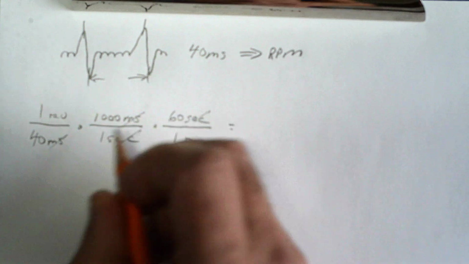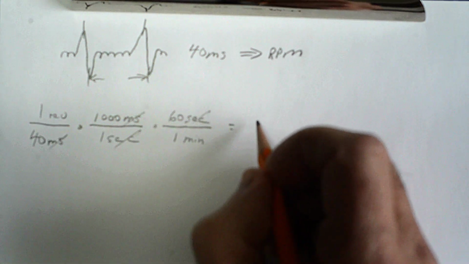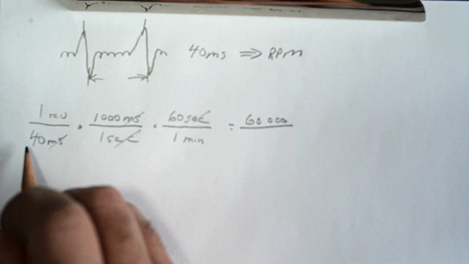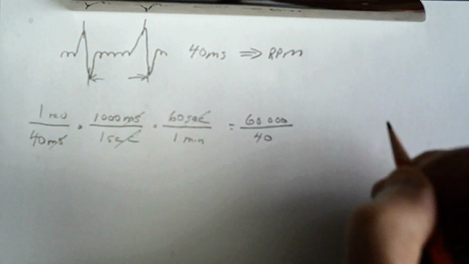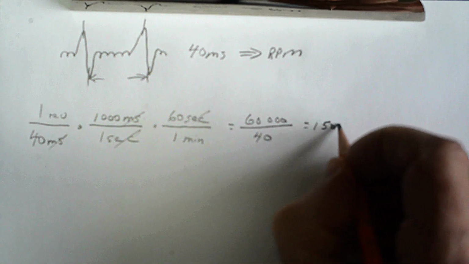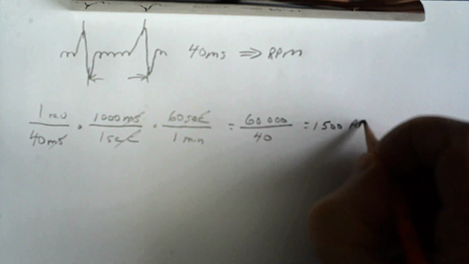So we simply multiply 1 times 1,000 times 60. That's where you got your 60,000 from. 40 times 1 times 1 is 40. And doing the math, it's 1,500 RPM.